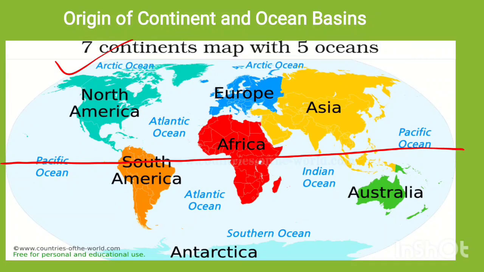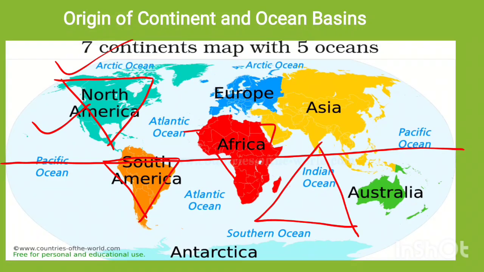The northern part of the equator is called your northern hemisphere, and the southern part of your equator is your southern hemisphere. And if you see, most of the land area is covered in the northern hemisphere, while the southern hemisphere is basically covered by ocean. This is called your antipodal balance. And if you see the shape of the continents, it is almost triangular. Most of the continents and oceans are triangular in shape, except your Australia and your Antarctica.